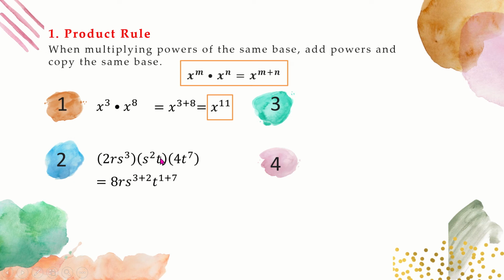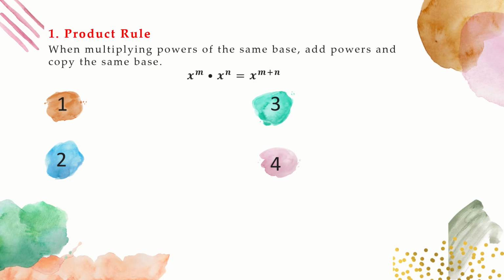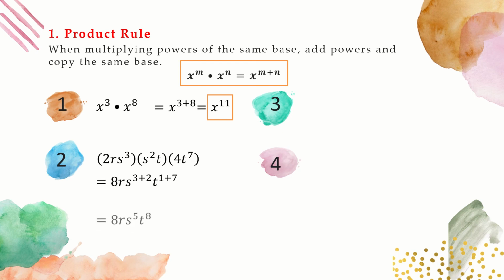Then ang t sa ikaduhang parentheses o ang t exponent 7 sa ikatulong parentheses, okay, gi-copy ang t, then understood even if wala exponent ang t, nagpasabot ang iyang imaginary exponent ana is 1. Mao na ko gisuwat nga 1 plus 7. Next. So this should be 8 r s5 t8. Okay. So that would be our final answer.